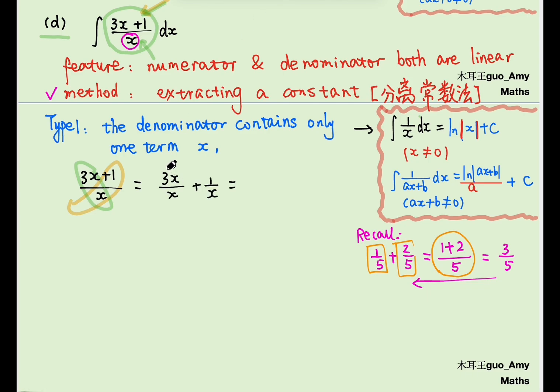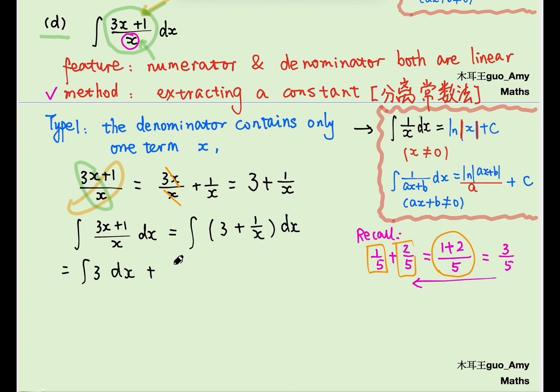Then we focus on the first fraction and cancel out the common factor. Therefore, we will have a constant 3, and the second term, we keep it. It's a simplified form already. We start to integrate. This integral will be equal to the integral of 3 plus 1 over x dx. Integrate individually. For the first part, we will have 3x by using the power rule, and for the second part, by using the first formula here, we obtain ln absolute of x.